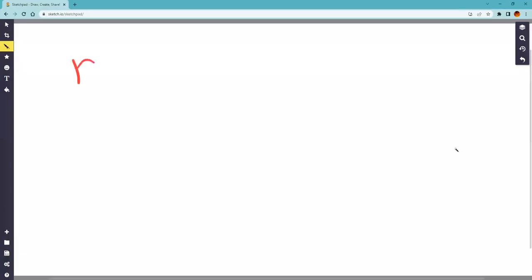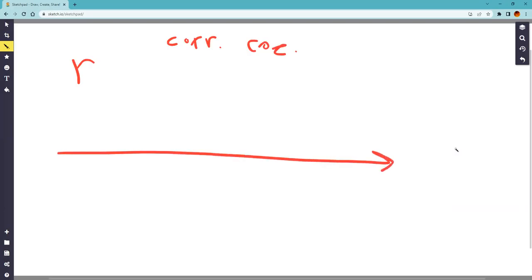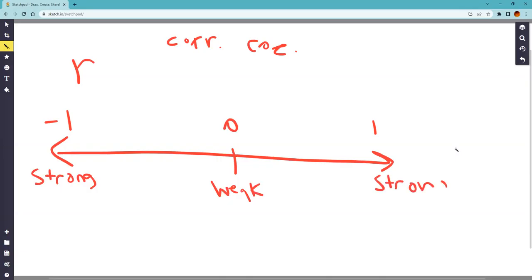The next thing that we need to know is r. What is r? r is the correlation coefficient. So I'll just say co, so I don't have to write that whole thing out. What does that mean? Well, it ranges on a scale of -1 to 1. As you get over here, this is strong. 0 is weak correlation. And then 1 is strong once again. So as you get closer to -1 or 1, it's strong, and as you get closer to 0, it's weak.